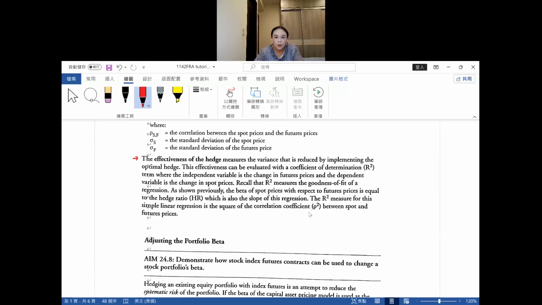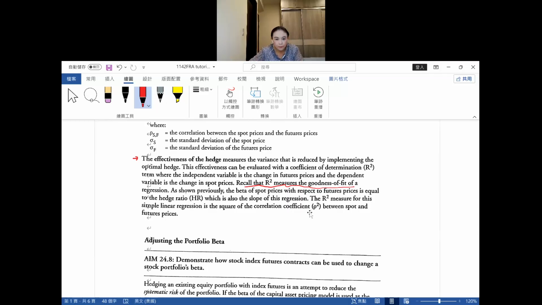The effectiveness can be evaluated with the coefficient of determination, R squared. That's the fitness, where the independent variable is the changing futures price and the dependent variable is the changing spot price. Recall that R squared measures the goodness of fit. The higher it is, the better the model is estimated. As shown previously, the beta of spot with respect to the futures price equals the hedge ratio, which is also the slope of this regression.